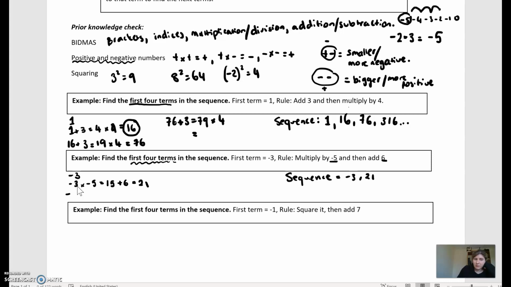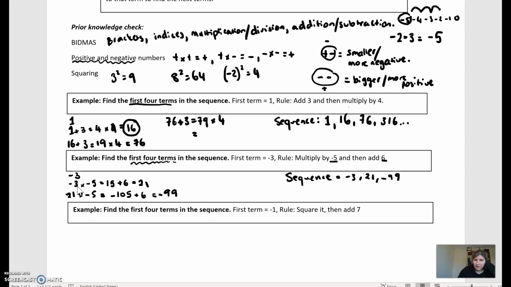We then have 21 times by -5. All right, now 5 lots of 20 is 100, so that's going to be -105 plus 6. Now again, remembering that if you've got -105 and plus 6, that's going more towards 0. So it's the numbers getting bigger, even though the actual value gets smaller, all right? It goes closer to 0. So -105 plus 6 is -99. Okay, so that's the third term in the sequence.